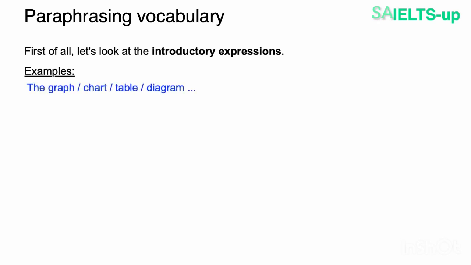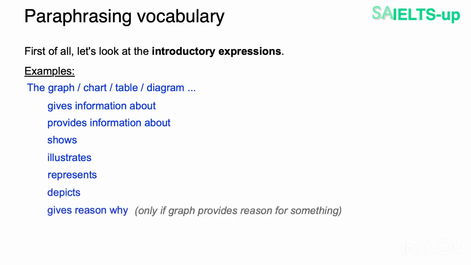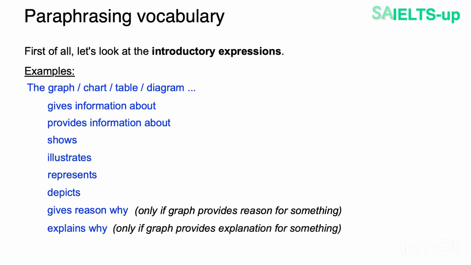The graph, chart, table, or diagram gives information about, provides information about, shows, illustrates, represents, depicts, gives reason why, only if graph provides reason for something, explains why, only if your graph provides explanation for something, compares, only if several items are compared.